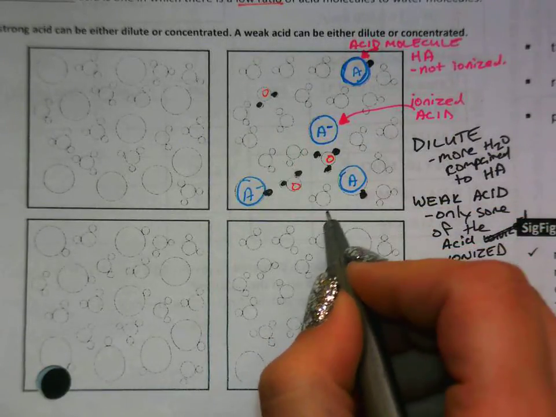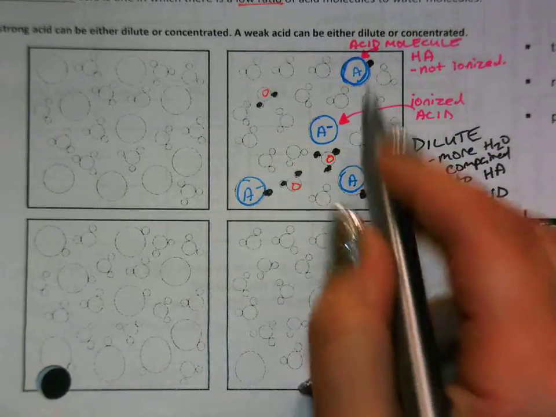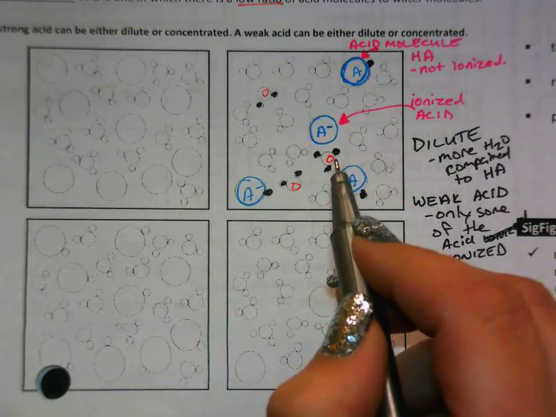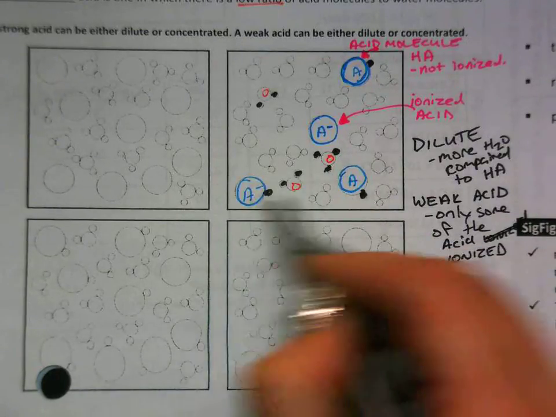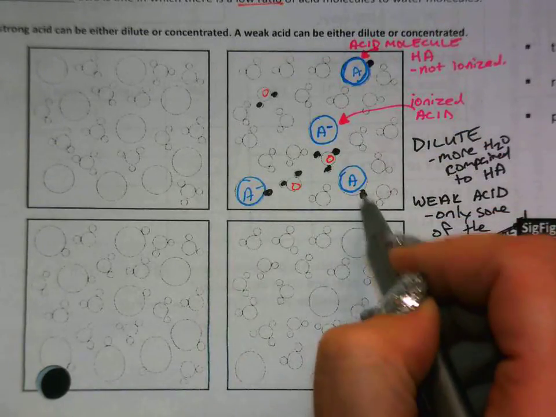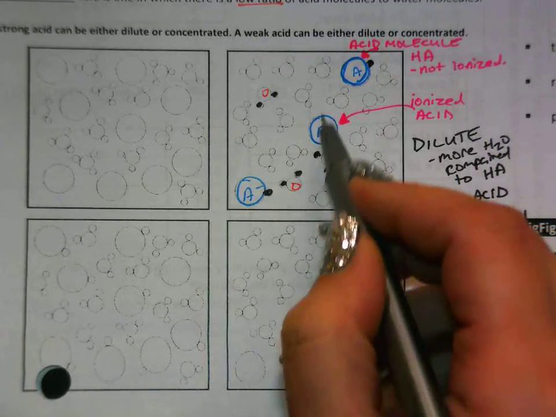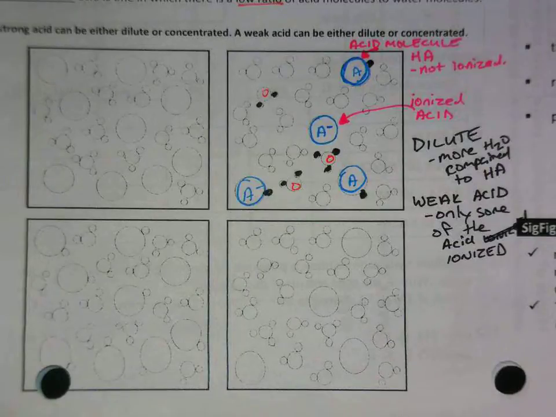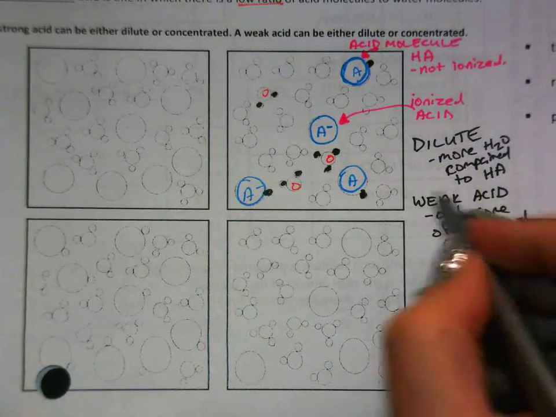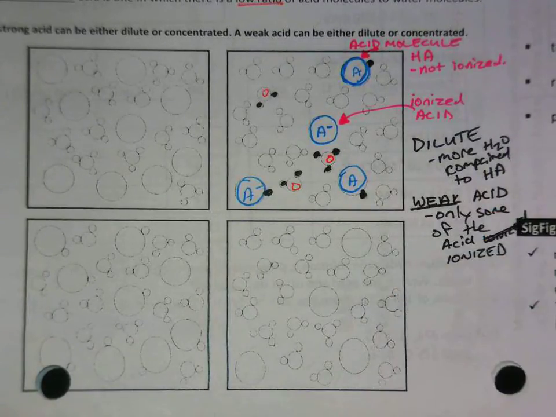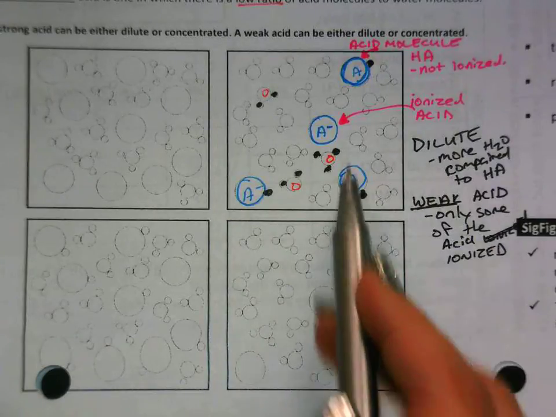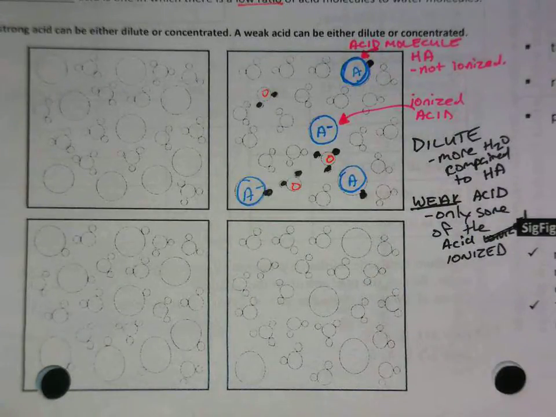These 2 or 3 ionized. Sorry, excuse me. These 3 have remained attached to their hydrogens. They were not able to split up. Only 1 was able to ionize. Therefore, it is a weak acid. It's dilute because there are only 4 acids and not more.